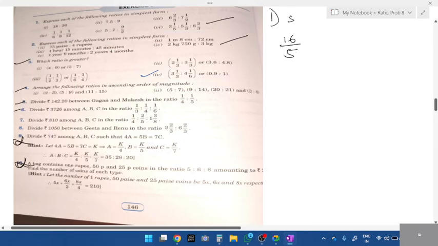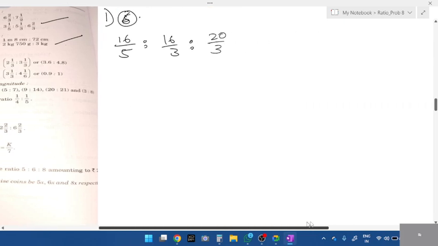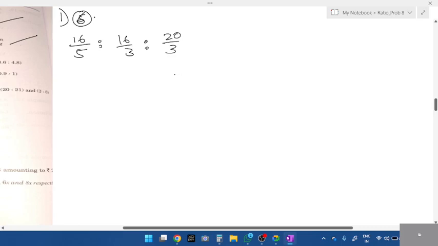First main, last question is to... okay, 16 by 3 is to next 20 by 3. When there are two terms, cross multiply. When there are three terms, take LCM.